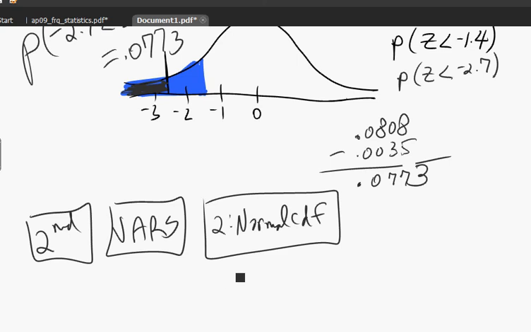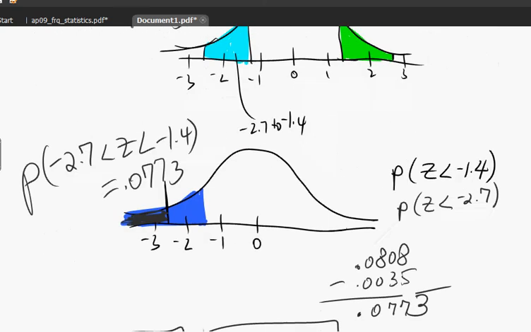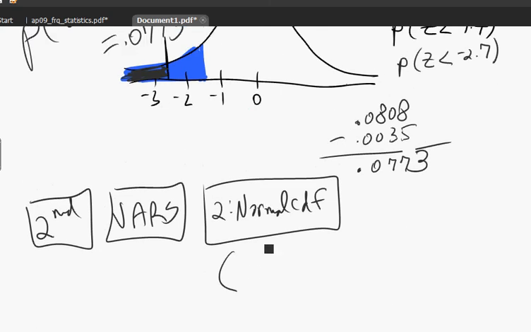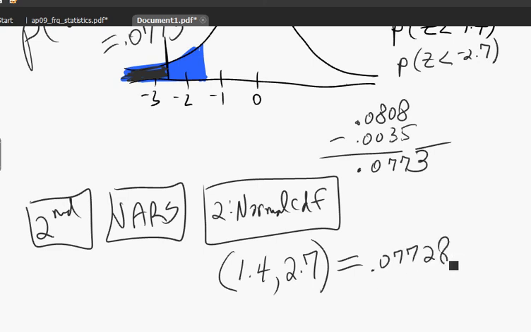Okay, and you will tell it a lower bound, so that's 1.4, and then an upper bound, 2.7. And what do you get? 0.7728 something, so it gets you a little more exact. Okay, so obviously easiest with your calculator.